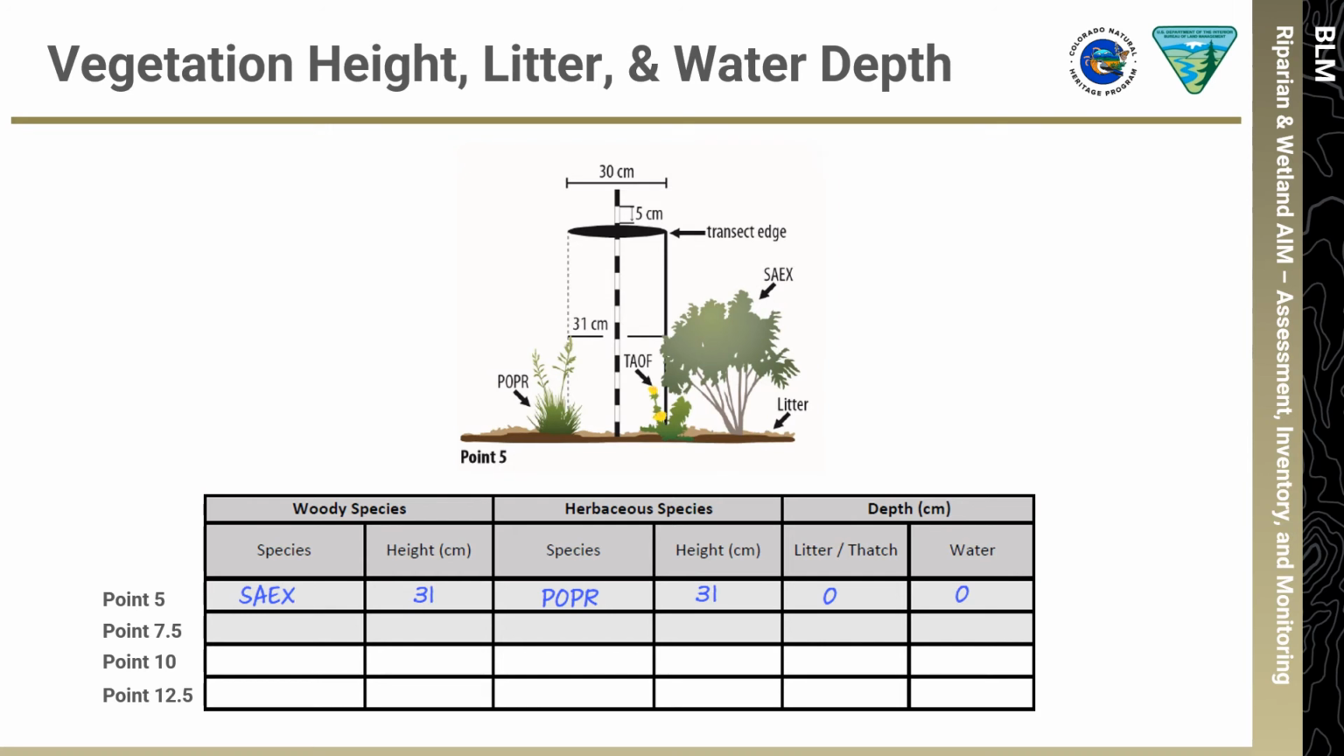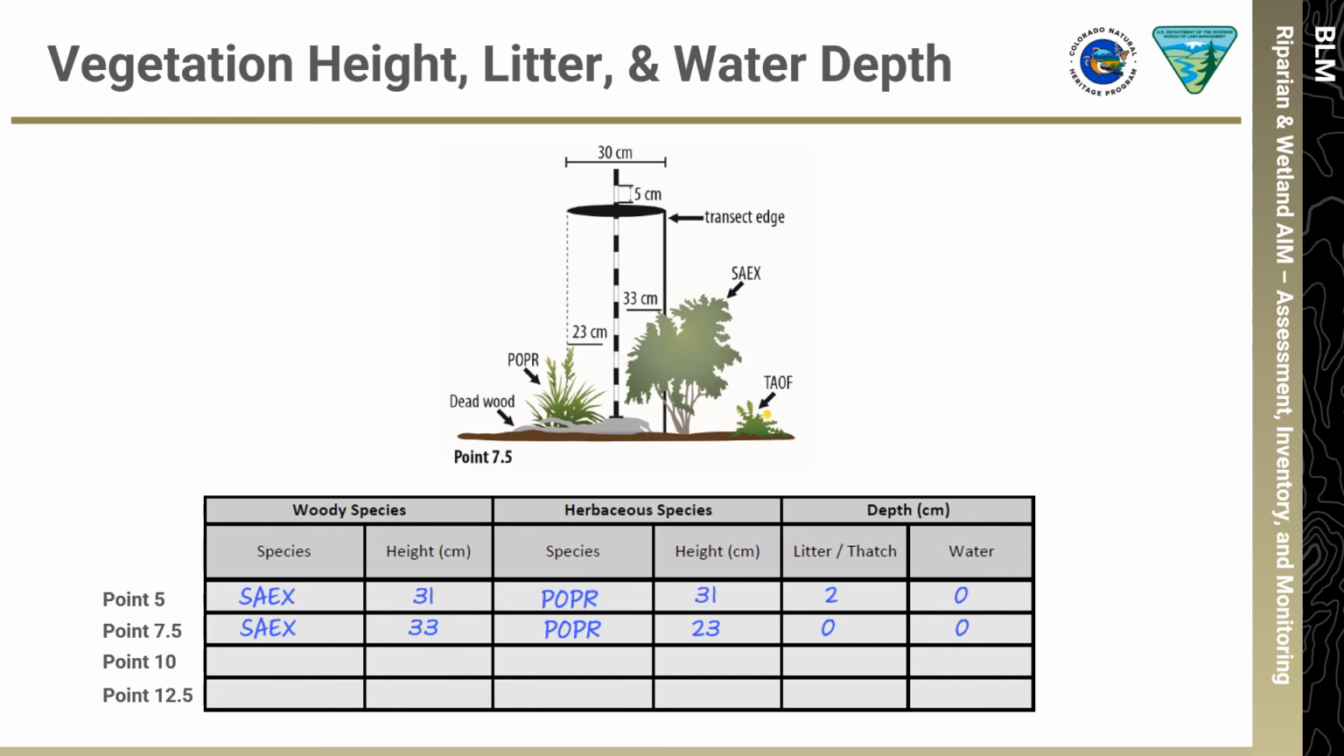At point 5, Salix exigua is the tallest woody species, and Poa pratensis is the tallest herbaceous species within the 15 centimeter radius. Both species are the same height at 31 centimeters. Litter is recorded as 2, and water is recorded as 0. At point 7.5, the measuring rod rests on top of embedded woody litter. Salix exigua is the tallest woody species within the 15 centimeter radius at 33 centimeters, and Poa pratensis is the tallest herbaceous species at 23 centimeters. Both litter and water are recorded as 0.